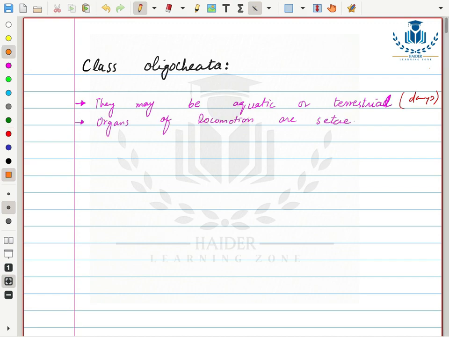In class Oligochaeta, organs of locomotion are setae, while in class Polychaeta, organs of locomotion were parapodia. Here, the organs of locomotion are setae. In this class, the head region is not prominent.